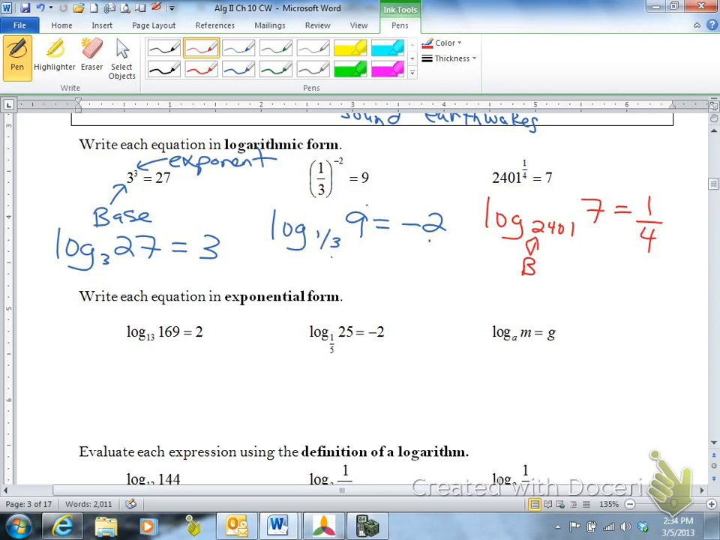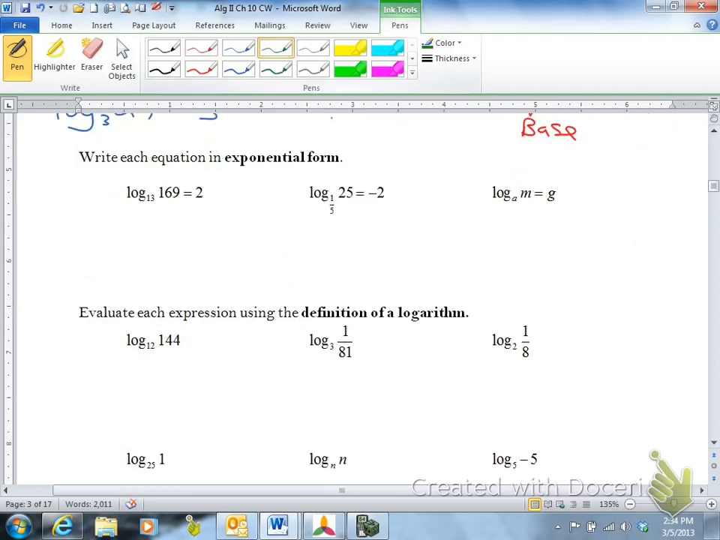The next ones, we're going to go the opposite direction. So to write these in exponential form, we would write the base first, so base 13. The exponent is 2, and it equals 169. So 13 squared equals 169.